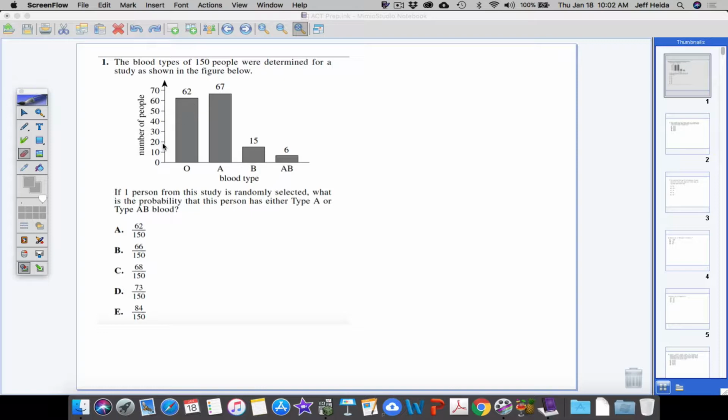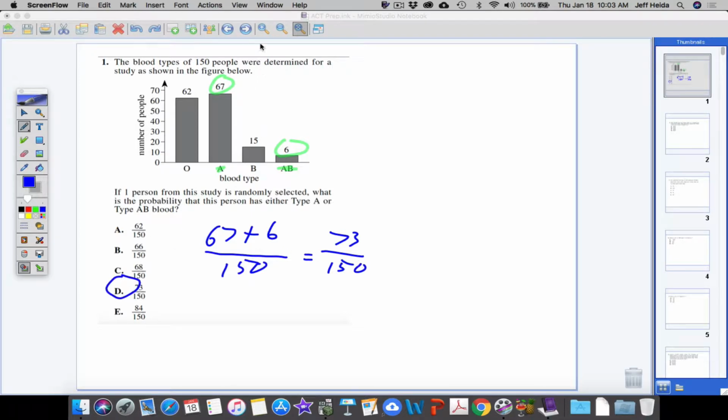So we have 150 people. If a person in the study is randomly selected, what's the probability that person is either type A or type AB? We have 67 people and 6 people. So 67 plus 6 divided by 150. 67 plus 6, 73 over 150. The answer is D.